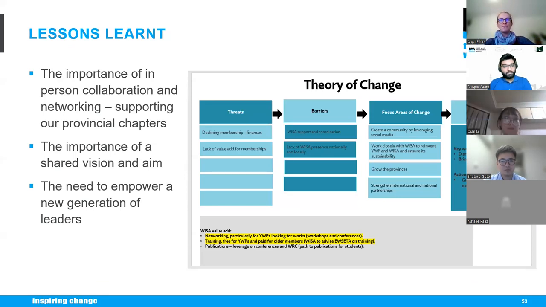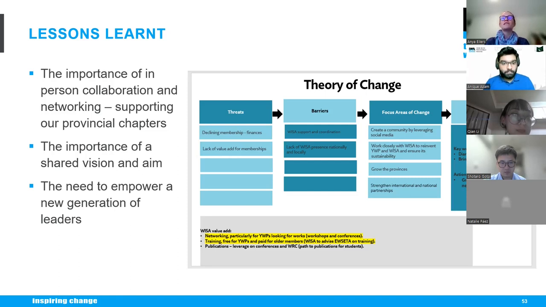Okay, so lessons learned. We were presented with a really interesting time during COVID where we needed to rethink how we ran YWP and how it looked. So I think we really realized then that it is important to have in-person collaboration and networking and that we needed to grow our provincial chapters.